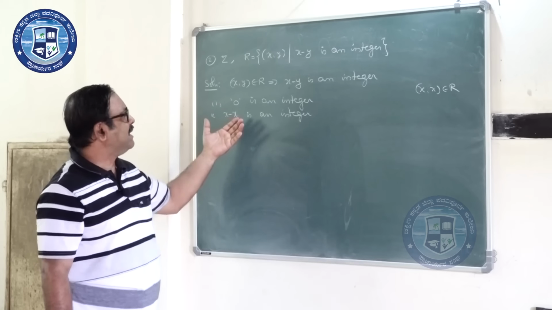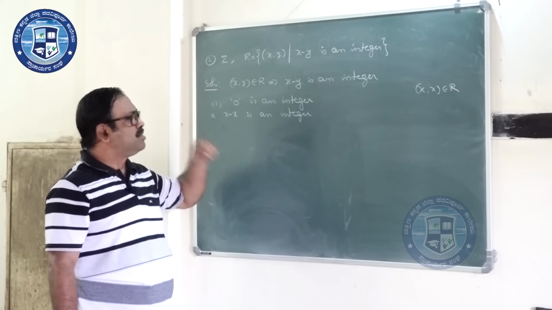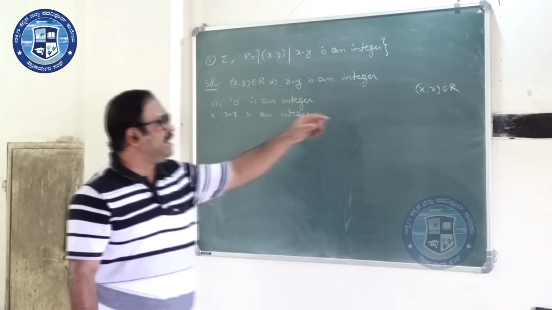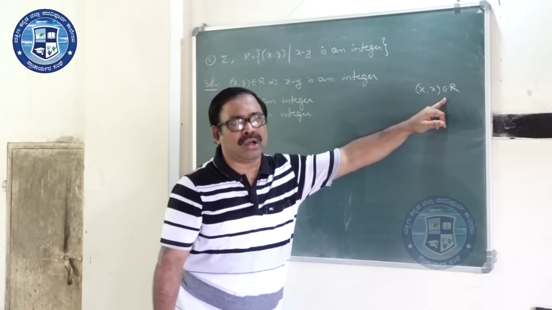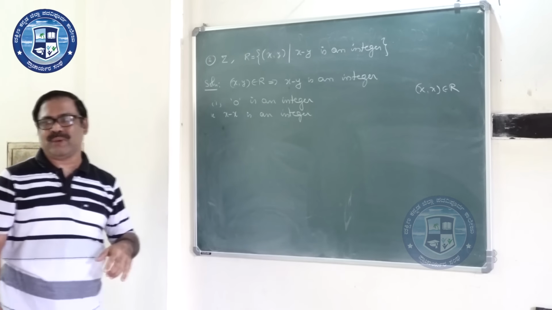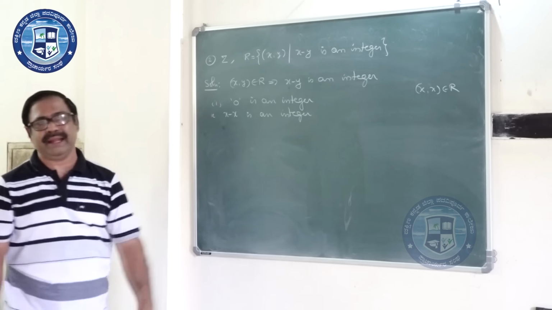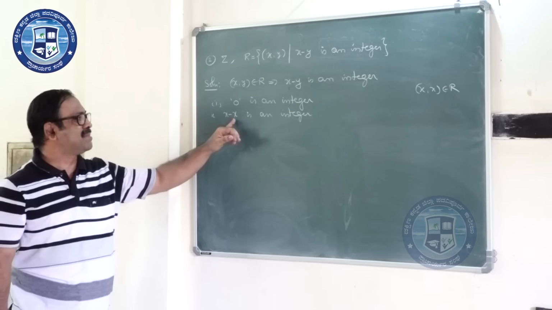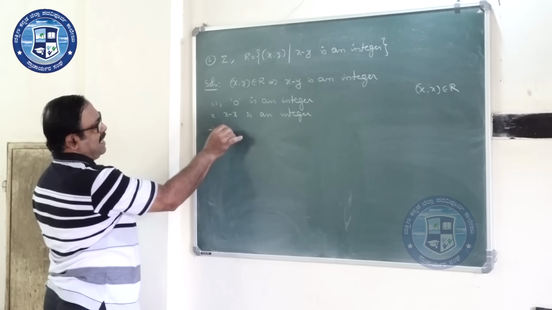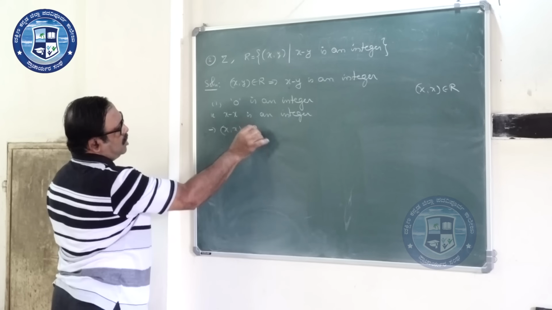See, why do we write that? How do you know that you have to write that also? That is, x comma x belongs to R. So x minus x is 0. That's why I am writing 0 is an integer. That means x minus x is an integer. That implies x comma x belongs to R.